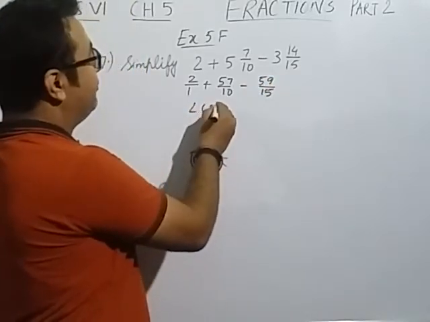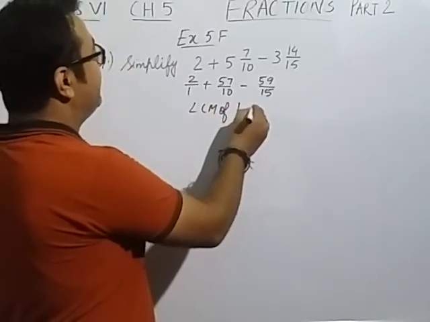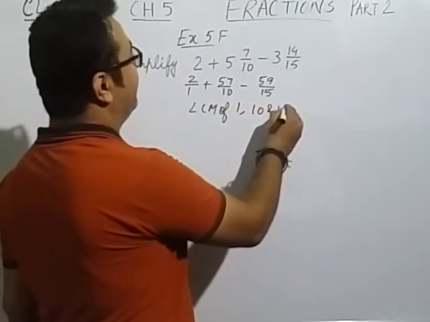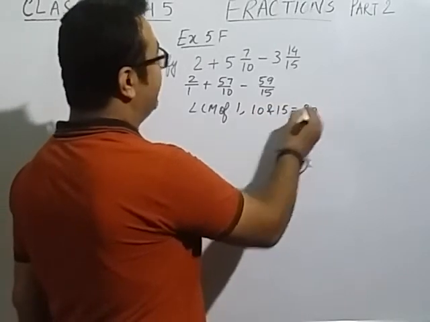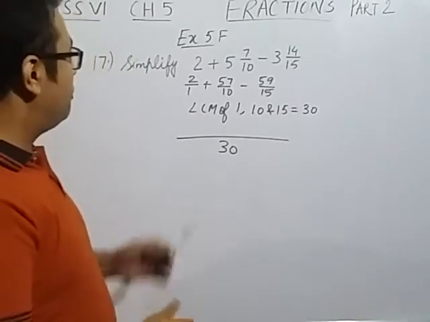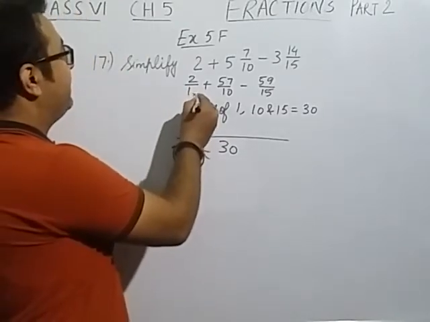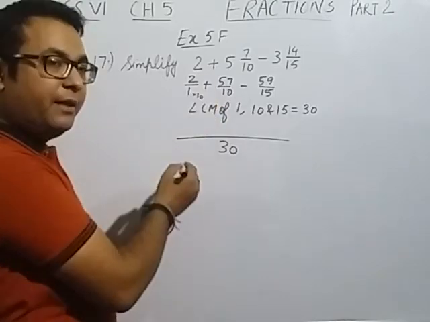LCM, since the denominators are different, we will take the LCM of the denominators, that is the LCM of 1, 10 and 15, which is equal to 30. Now the denominator will be the same, 30. Now what should be multiplied by 1 to make it equal to 30? By 30. So the numerator will also be multiplied by 30.